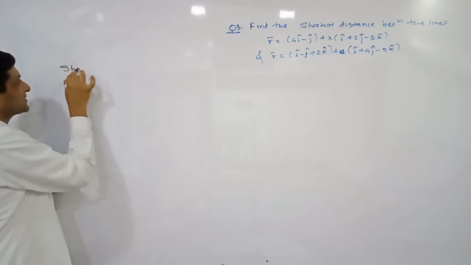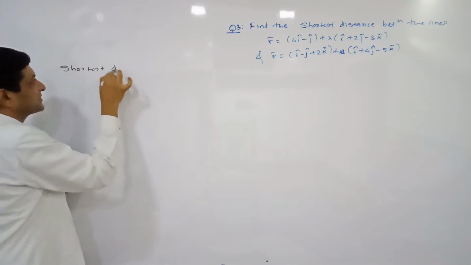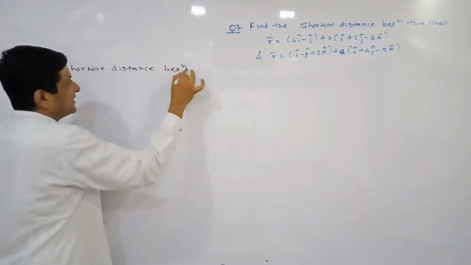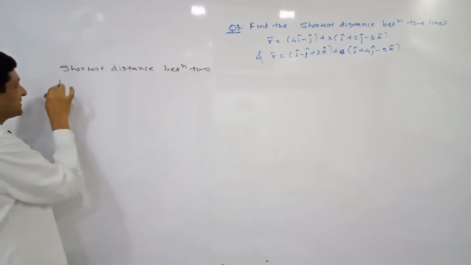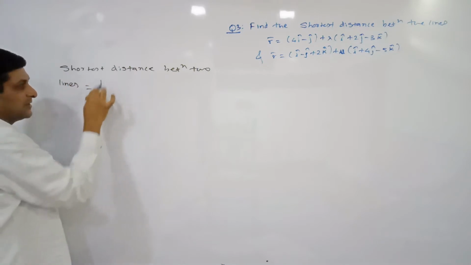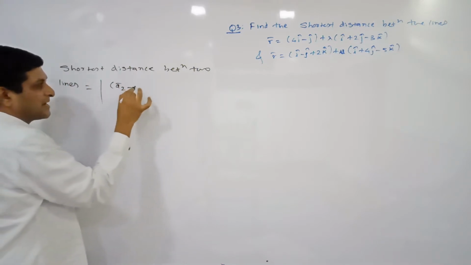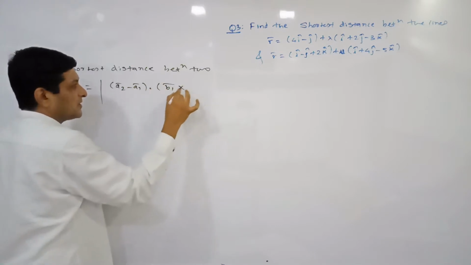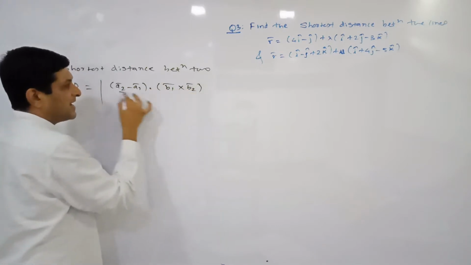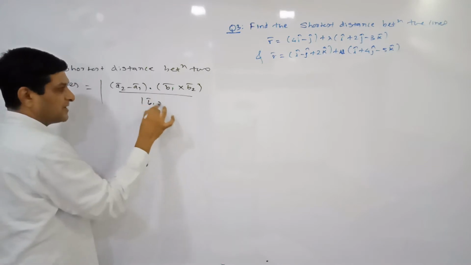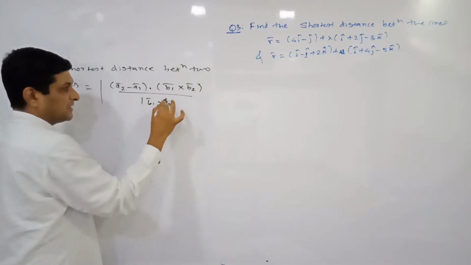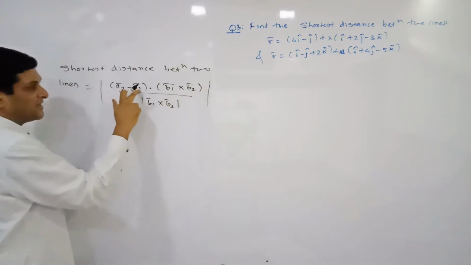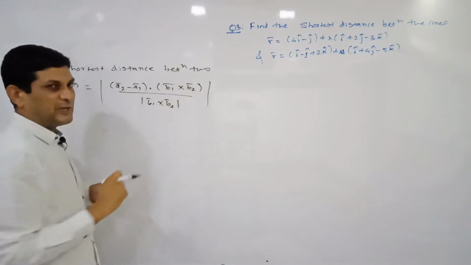So shortest distance between two lines is equals to, what is that formula? A2 bar minus A1 bar dot B1 bar cross B2 bar divided by magnitude of B1 bar cross B2 bar. Now to apply this formula, which values are required? A1 bar, A2 bar, B1 bar and B2 bar.